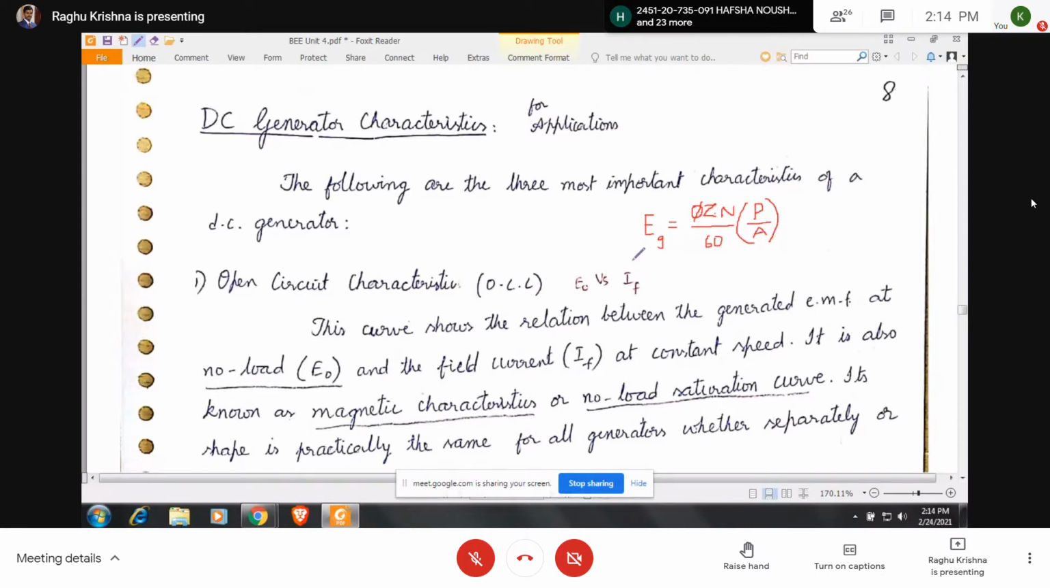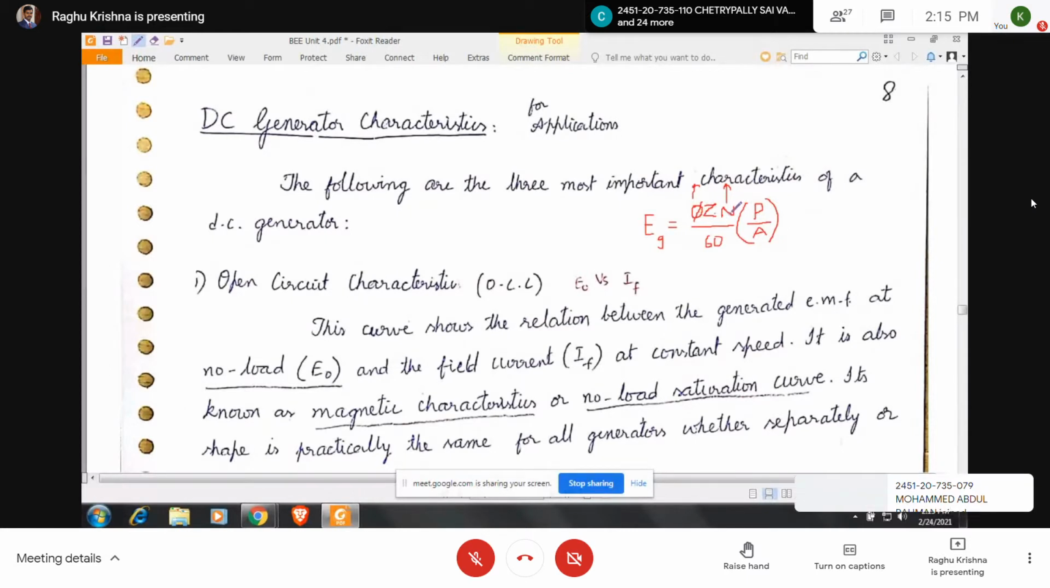Now for a given machine, the number of conductors will be constant after completing the manufacturing. P, the number of poles, will be constant. A is the number of parallel paths, which depends upon the winding. Now EG depends, after manufacturing a DC machine, on phi and N, which may vary. Here phi depends upon the voltage.